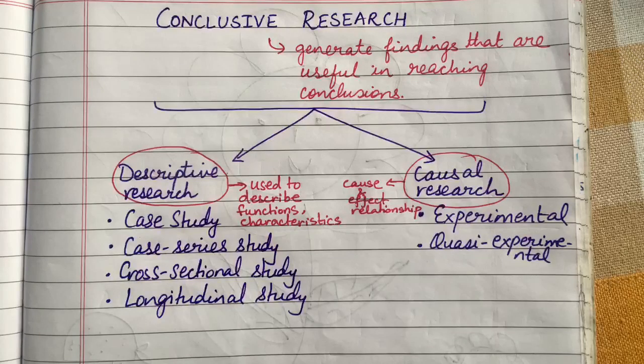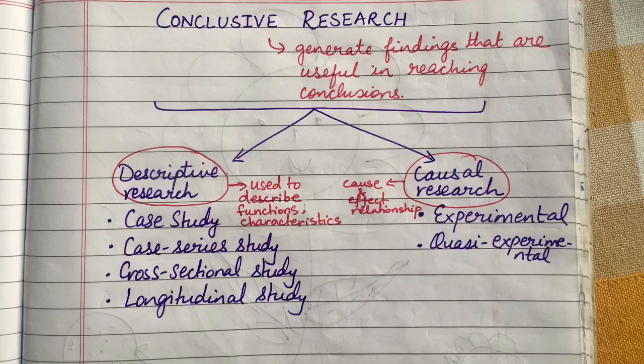Conclusive research design is used to generate findings which are practically useful in reaching conclusions or decision making. In this type of studies, research objectives and data requirements have to be clearly defined. In conclusive research design, usually quantitative methods of data collection and data analysis are used. And the research objectives of these studies are achieved via testing the hypothesis.